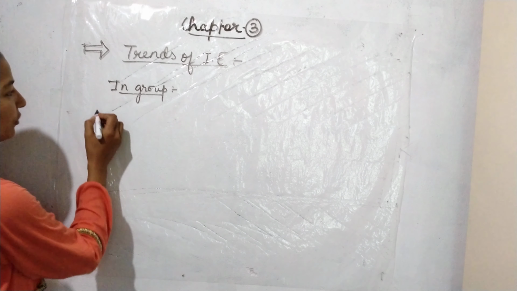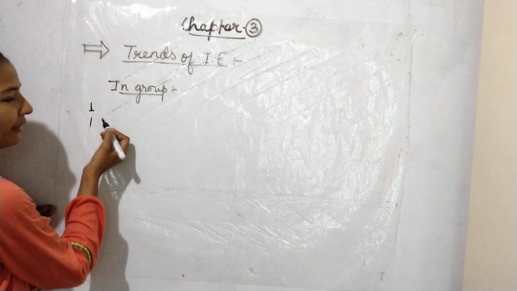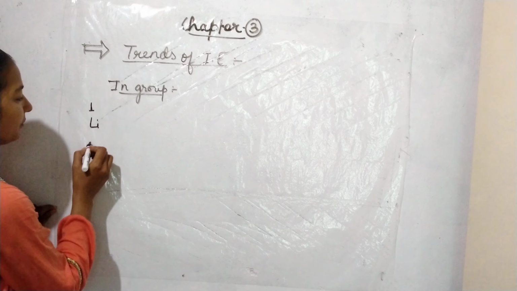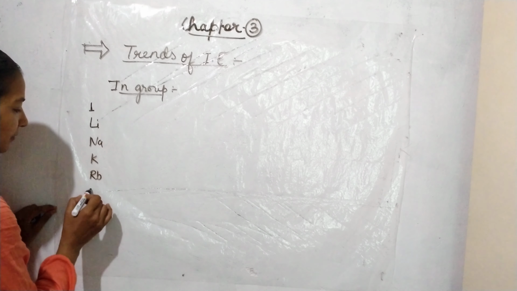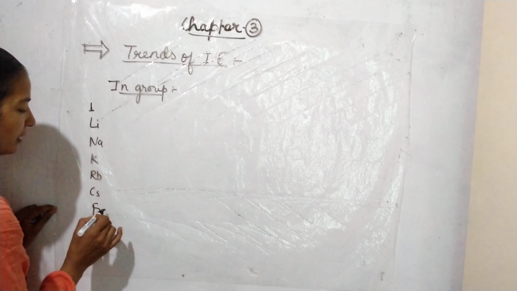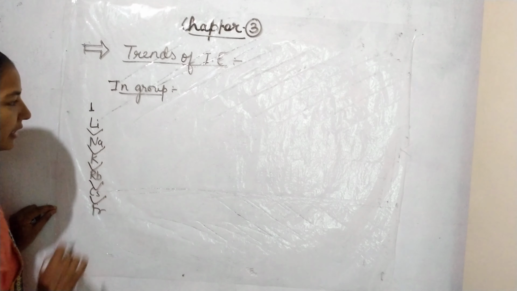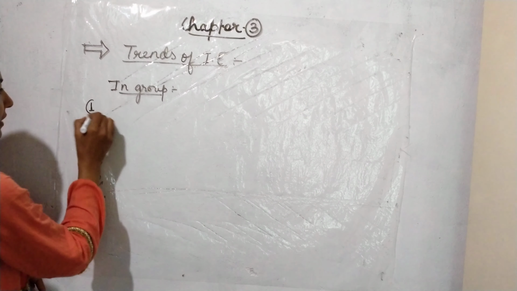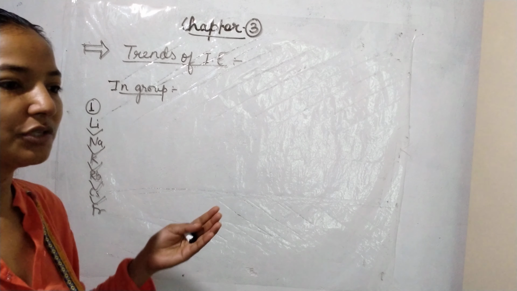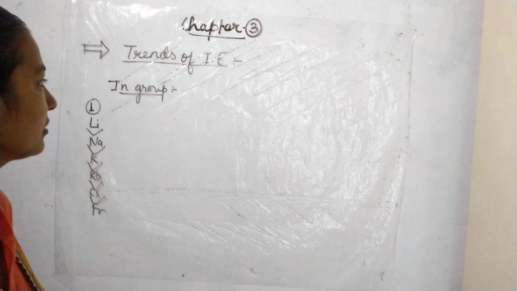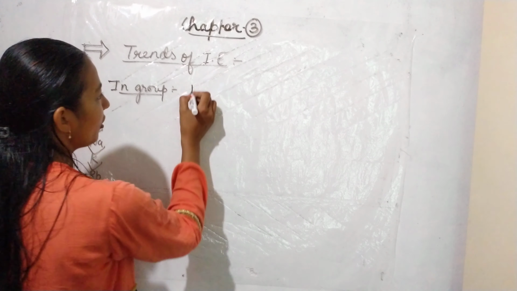Like let's take group number 1. The first element is hydrogen, and we are not considering it; we go with lithium, sodium, potassium, rubidium, cesium, francium. Moving from top to bottom, the value of ionization energy will decrease. Why? Because atomic size will increase. Same in the second group, the value of ionization energy will decrease from top to bottom because the atomic radius will increase. Now let's come to group number 13.